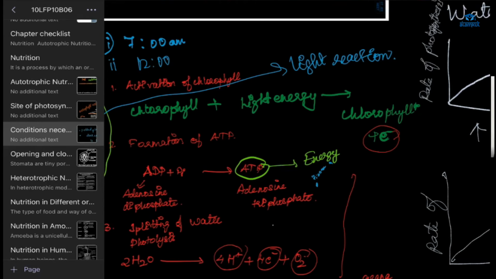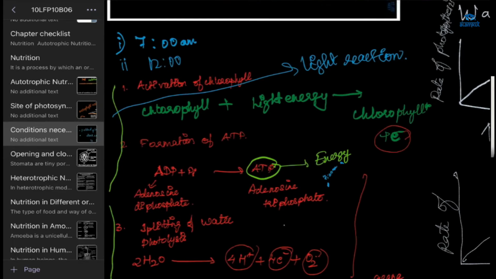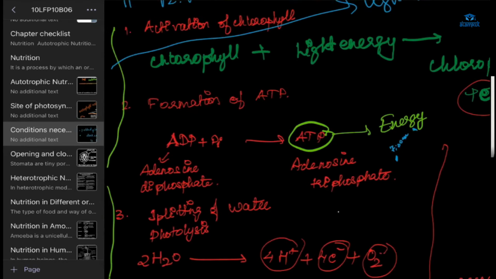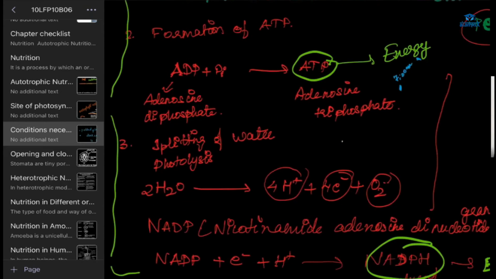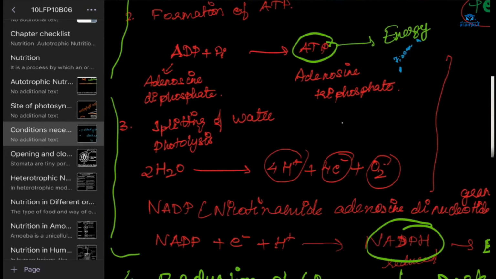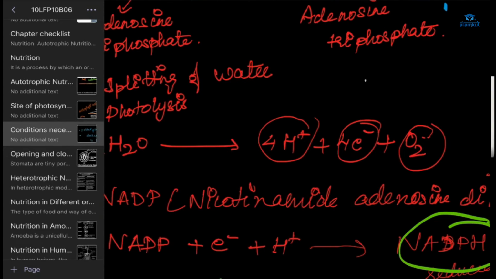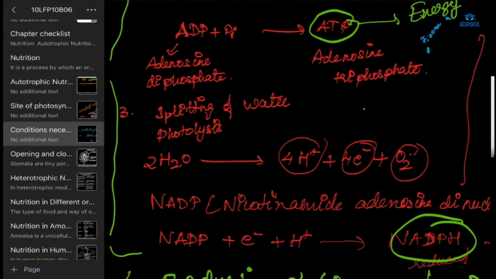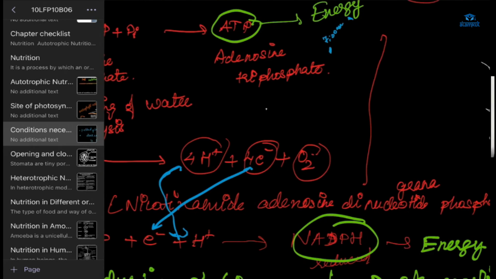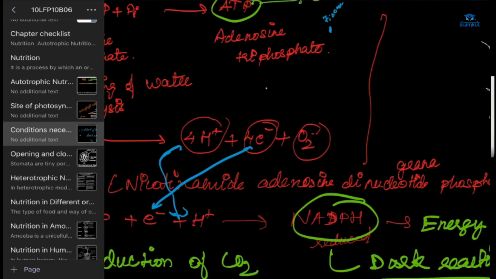When light energy strikes the chlorophyll, the electrons are released. From that energy, from the electrons, we are getting the ATP formation. From that, next we have the splitting of water. Water is split into hydrogen, more electrons, and oxygen. From here, this NADP will take in the hydrogen and the electron and will get reduced to form NADPH.